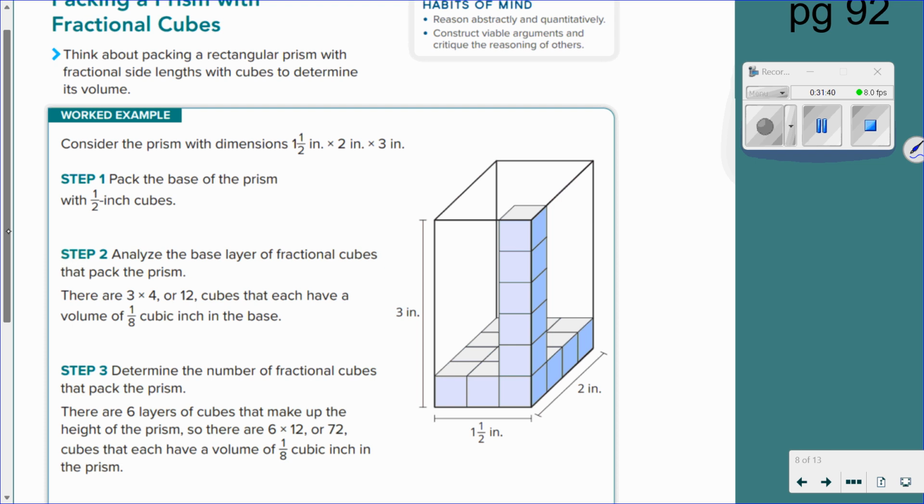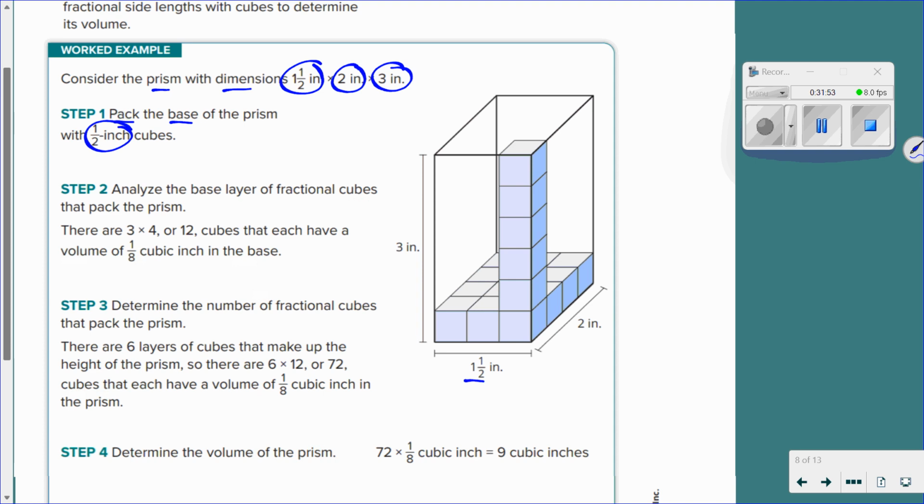Okay, we have a prism with dimensions 1.5 by 2 by 3 inches. We're going to pack the base of the prism with 1/2 inch cubes. So if I do 1.5 inches long, but I'm using 1/2 inch cubes, how many cubes will I use? How many halves go into 1.5?